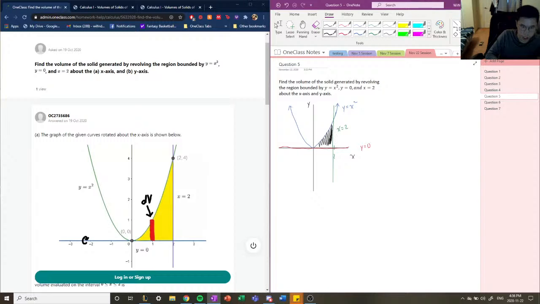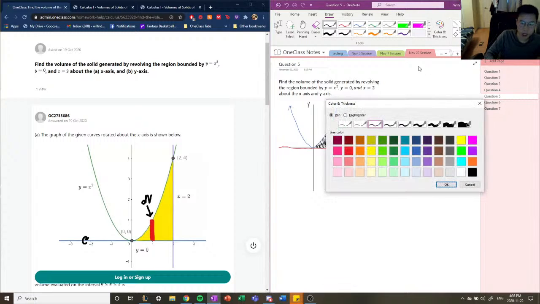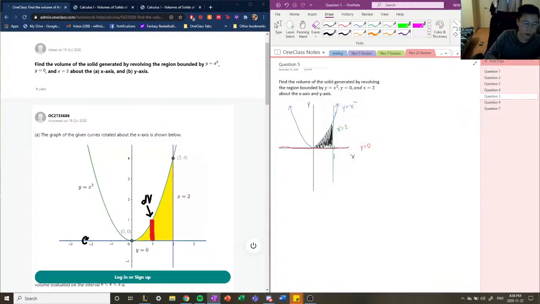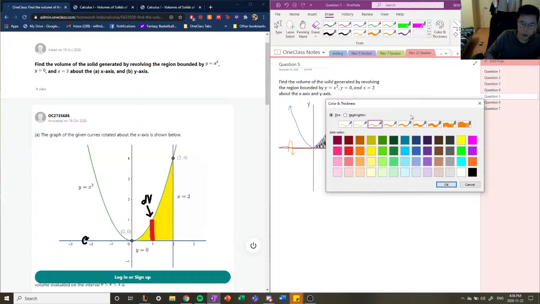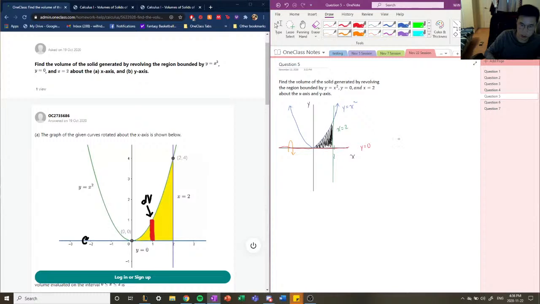So there's going to be two different three-dimensional shapes that are generated by this region that's revolved around the x-axis and the y-axis, okay? And I'll draw both of them, right? So if we are revolving around the x-axis, we're revolving around this one, right? So let's draw an arrow like that. And the solid that is produced from this looks like this, okay?